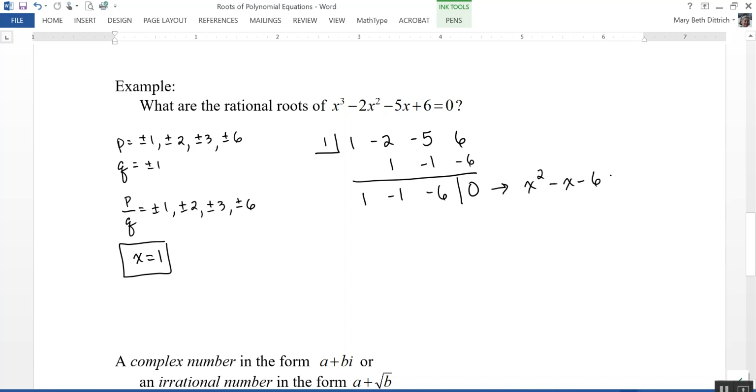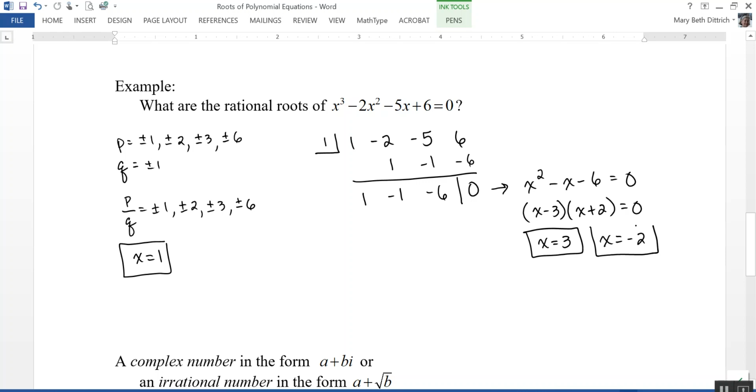And when that is equal to 0, that factors into x minus 3 and x plus 2. So that means that I'm going to have additional zeros at x equals 3 and x equals negative 2.